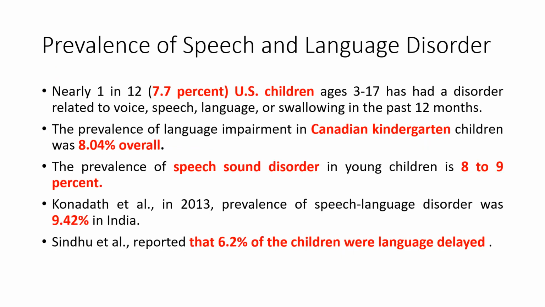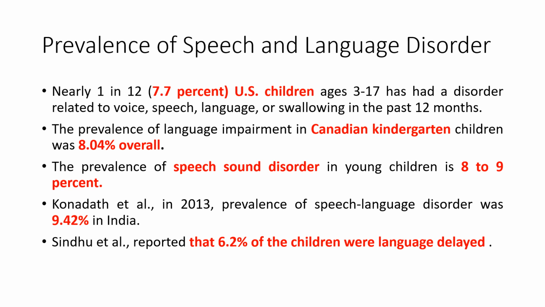If we see the prevalence of speech and language disorders, a study done in the US found that 7.7% of children may have speech, language and swallowing issues. A study done in Canada shows that almost 8.8% of children may have speech and language issues. We can see that the prevalence of speech and language issues ranges between 8 to 9%.